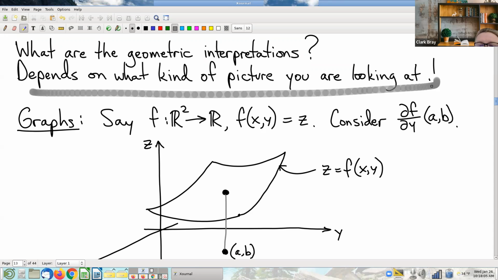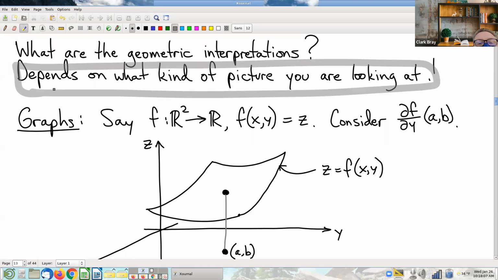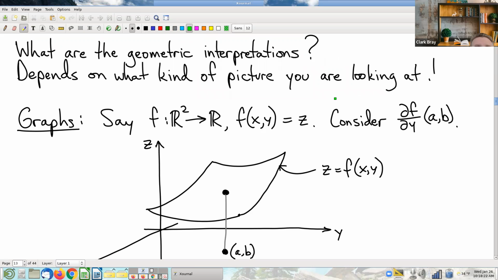Again, I cannot emphasize enough. Y'all know I'm a big believer in making a conscious effort to always think about what kind of a picture you are looking at. If you're thinking graph when you're actually looking at a level set, you're going to be way off on everything, right? And et cetera. So when I say geometric interpretations, with that point in mind, let's make a choice, and we're going to start with thinking about graphs. So in the graph context, what do partial derivatives look like?